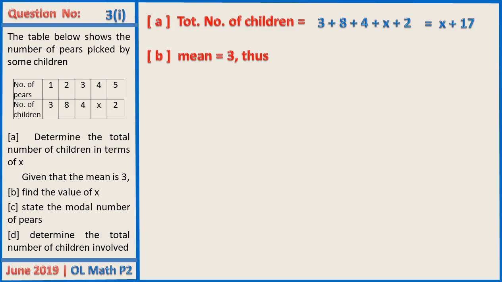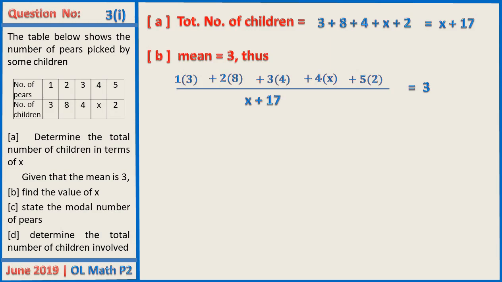Remember that this is a frequency table. So to find the mean using a frequency table, you have to take each of the scores and multiply by its frequency. This will give us 1 times 3 plus 2 times 8 plus 3 times 4 plus 4 times X plus 5 times 2. All that on the total frequency, which is what we calculated in A. All that on X plus 17. This will be equal to the mean. Simplifying will give us 41 plus 4X on X plus 17 giving us 3.